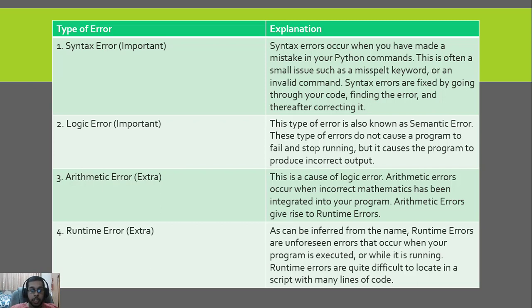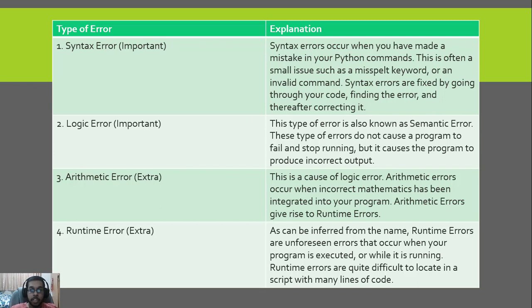Type of error explanation. Number 1. Syntax error. Important. Syntax errors occur when you have made a mistake in your Python commands. This is often a small issue such as a misspelled keyword or an invalid command. Syntax errors are fixed by going through your code, finding the error, and thereafter correcting it. Number 2. Logic error. Important. This type of error is also known as semantic error. These types of errors do not cause a program to fail and stop running, but they cause the program to produce incorrect output.